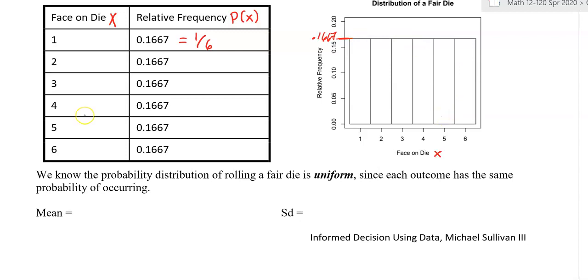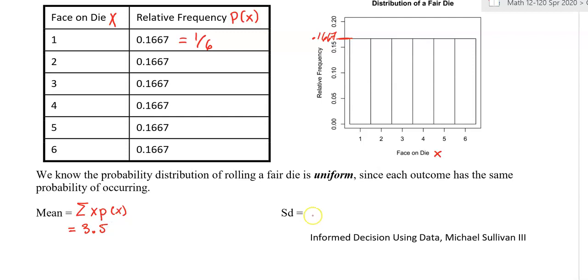So based on this distribution, if we recall from chapter 6.1, the way to find the mean is to look at the sum of the values of the variable times the probability of each. So if we do that here, we're going to get 3.5.